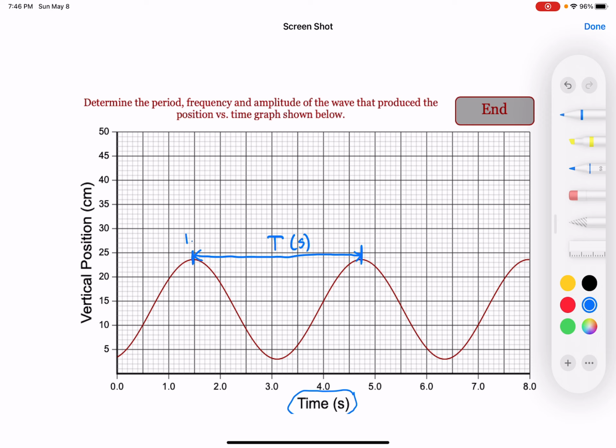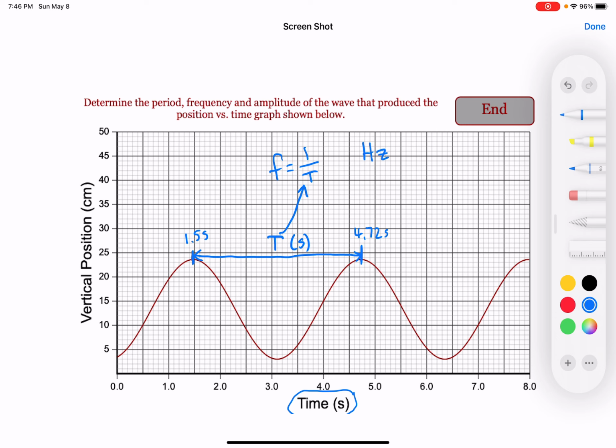We go from about 1.5 seconds to about 4.72 seconds. We just subtract those two numbers, and that will tell us how much time one wave takes. That's our period. To get the frequency, we remember that period and frequency are reciprocals, so whatever answer you get for period, just take the inverse of that, and that will give you your frequency in hertz.